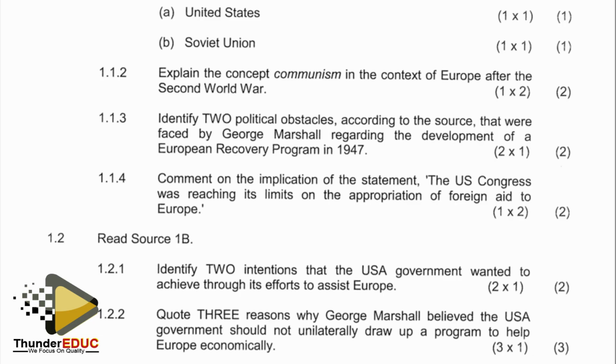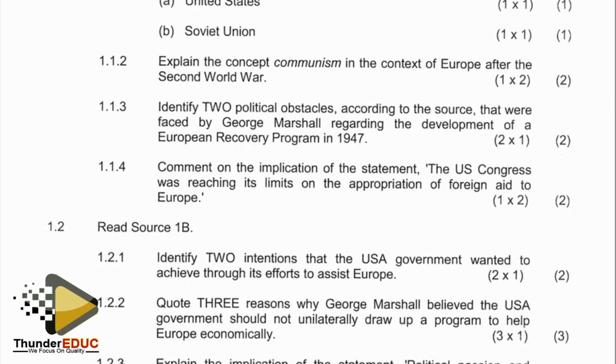Explain the concept of communism in the context of Europe after the Second World War. What is the concept of communism in the context of Europe after the Second World War? Right, if we are to define communism in its general definition or as a concept, we can define communism as an economic ideology that aims to eliminate social classes. It's an ideology which is based on elimination of social classes.